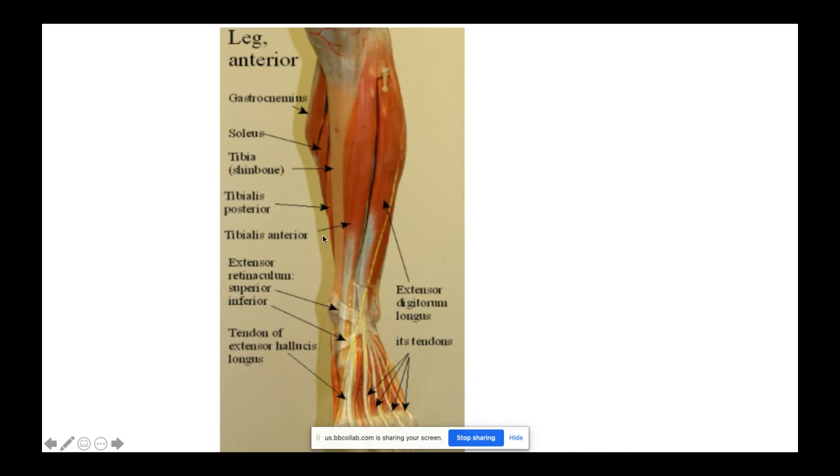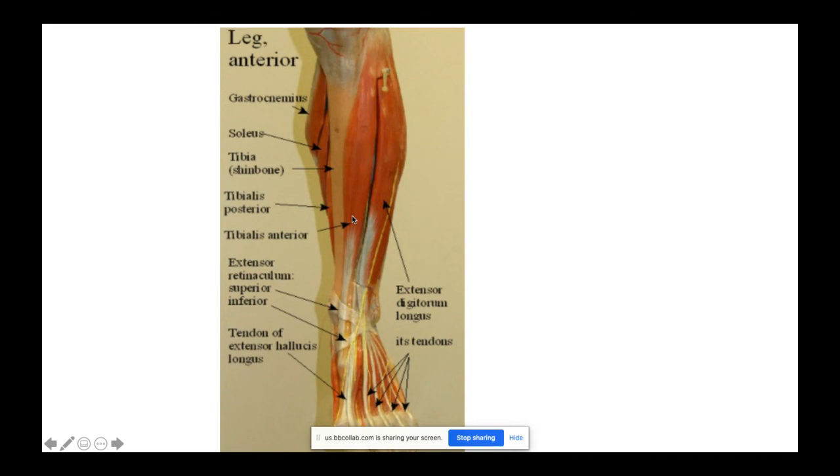So dorsiflexion is if you're walking on your heels. Plantar flexion is if you're walking on your tippy toes. So this is a very powerful dorsiflexor, this one here. It's called the tibialis anterior. This is one, if you dorsiflex your foot and invert it at the same time, meaning turning the sole of your foot in and adduct, and you look at your foot, you can actually see this tendon popping up. It's very, very distinct. Tibialis anterior.